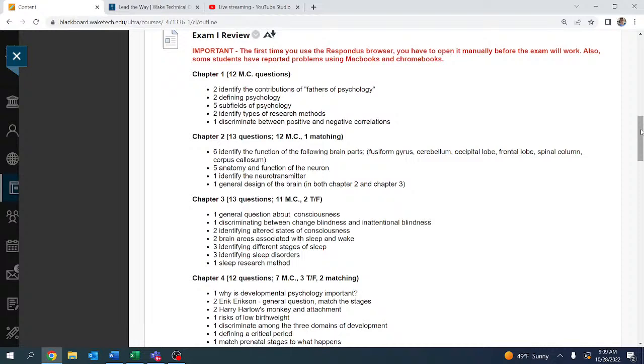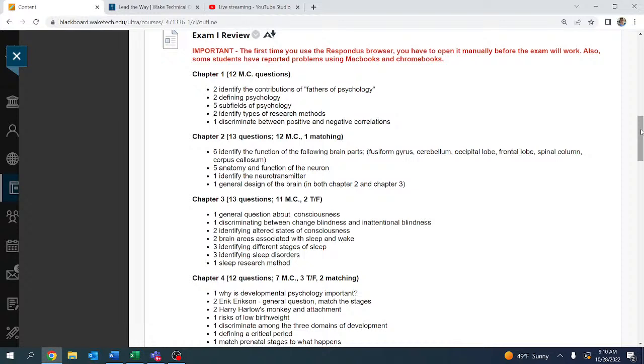So that's Chapter 1. Two questions on identifying the three fathers from the 1800s, Chapter 1A. The two questions on the definition of psychology, also Chapter 1A, PowerPoint 1A. And then the five subfields, I think that's also PowerPoint 1A as well. 2 questions on knowing the different research methods, and 1 question where you show me that you know the difference between a positive and negative correlation. That's 12 multiple choice questions. Any questions on chapter 1, Hannah? Since you're not typing in the chat bar, I'm going to assume no at this point, okay?